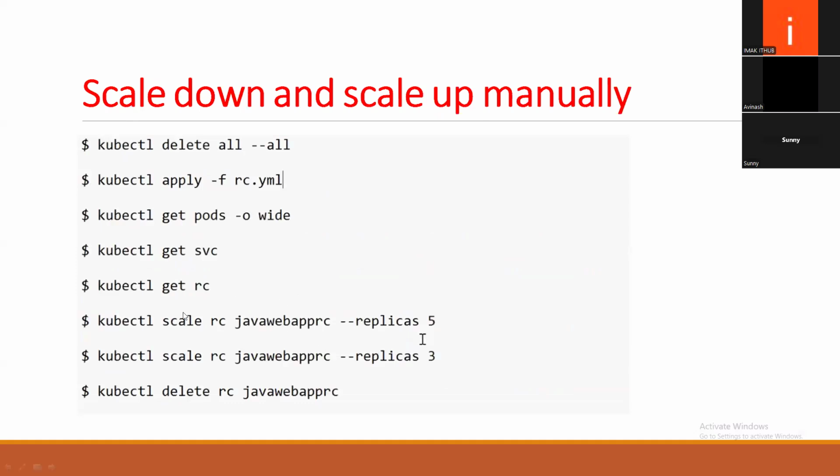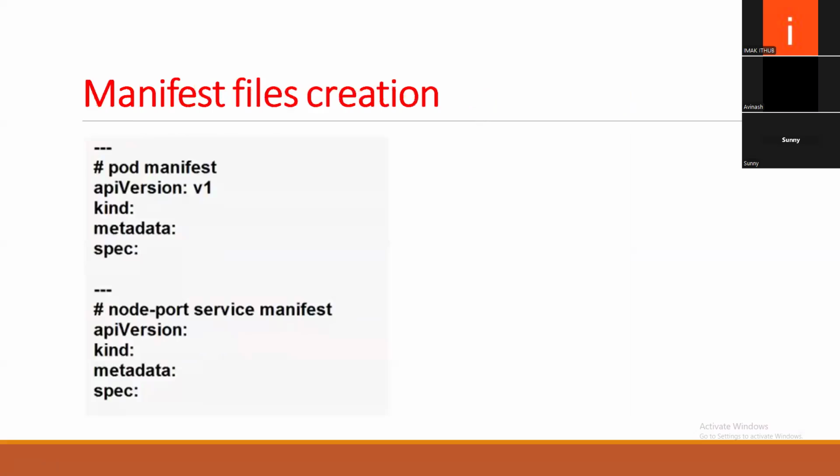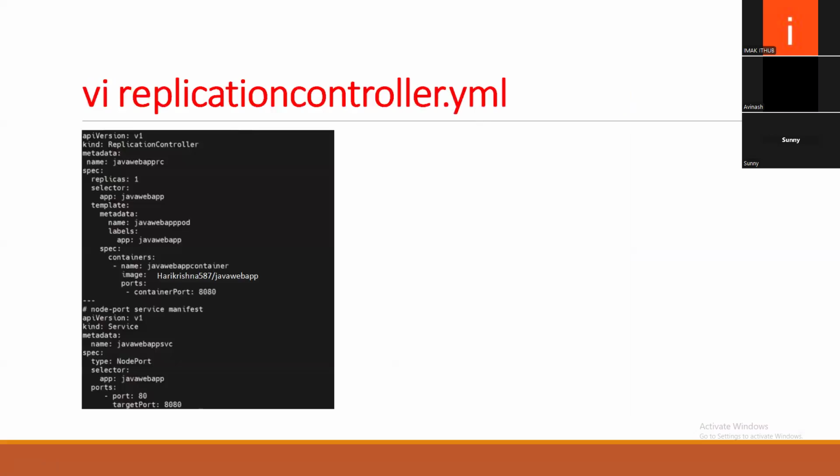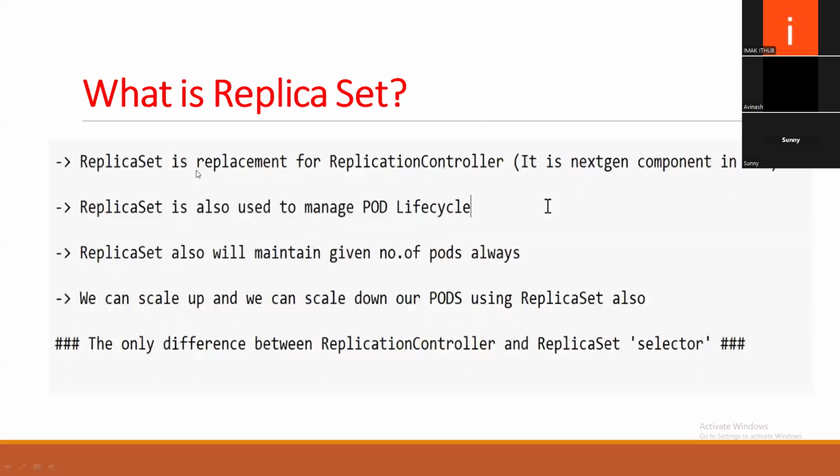You already know how to check the SVC and RC, the replication controller. You can also manually increase the replication controller by using these commands. You already know, right? Then the manifest file creation. One is the pod manifest, the second one is the node manifest. For the replication controller, what is the name of the kind? Kind is ReplicationController. So we already know the replication controller.